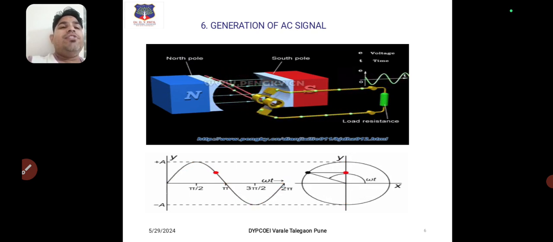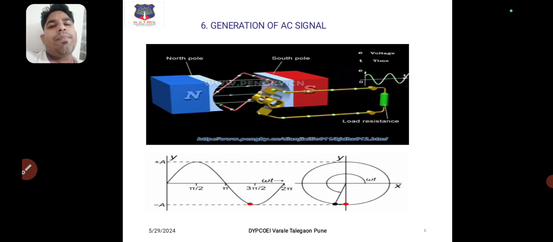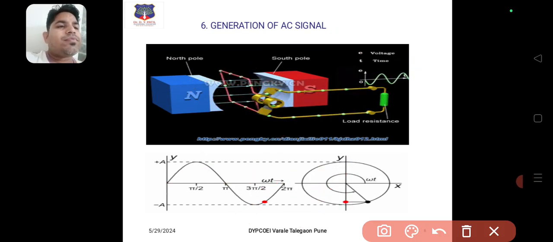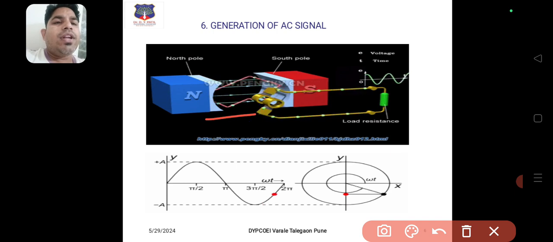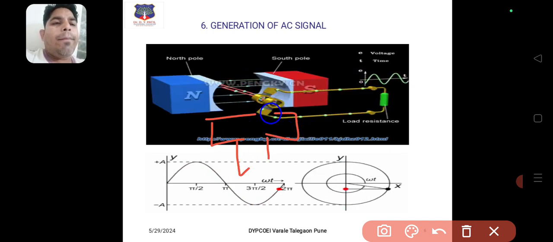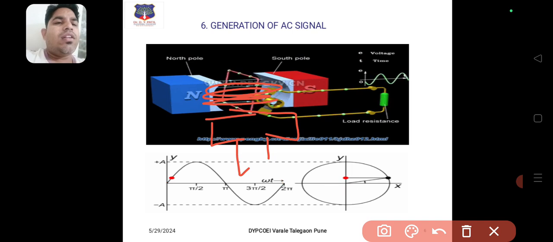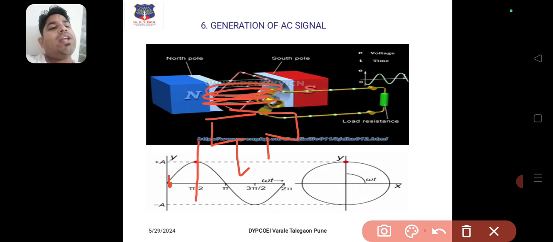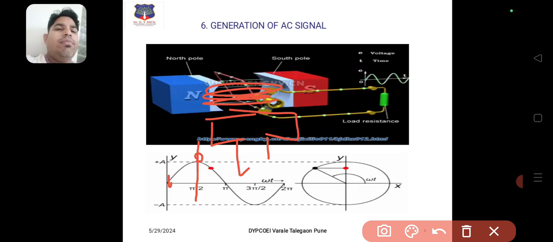Just as in Faraday's first law, when a body is kept in a magnetic field, an induced EMF is generated inside it when it cuts the flux. When the coil is parallel, it does not cut the imaginary lines, so it starts with 0. When it is perpendicular to those imaginary lines and cuts the lines totally, we get the maximum.